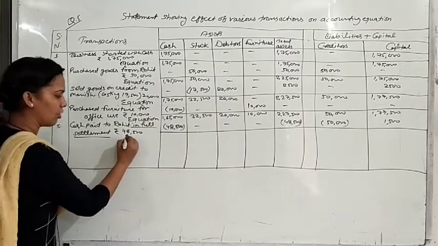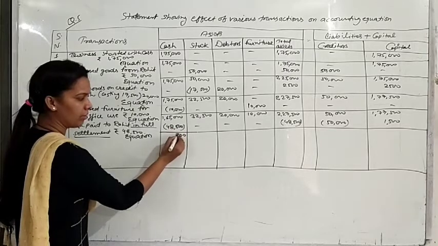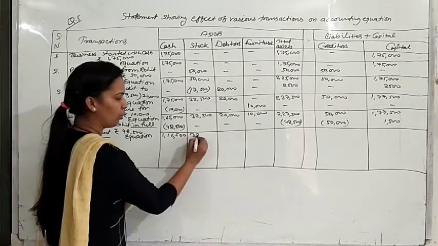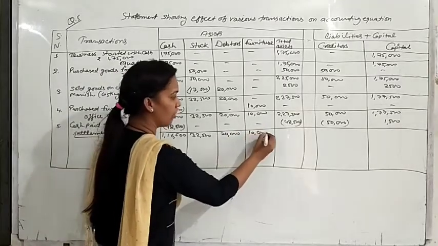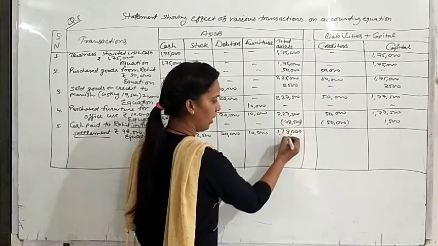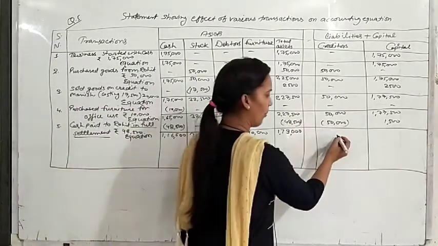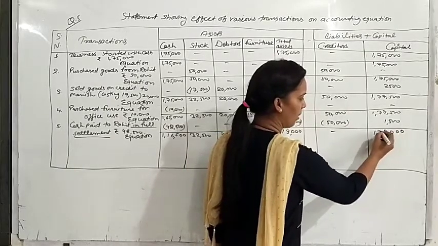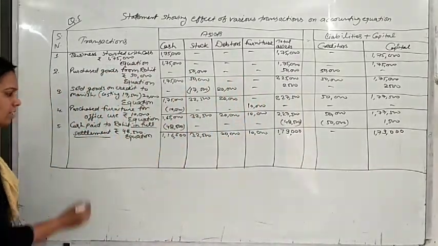So match the equation. 1,65,000 minus 48,500, it will be 1,16,500. 32,500 stock, 20,000 debtors, 10,000 furniture, and total assets minus this, it will be 1,79,000. You should check it horizontally also. 50 minus 50, nil, and here 1,79,000, it is also 1,79,000. 179, 179, it is equal, it is correct.